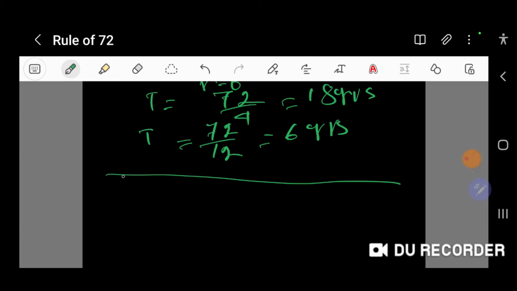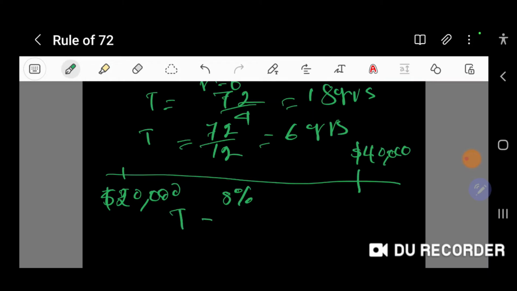if you want to invest for your children's education, say an amount of $20,000, you want to see how long it will take for the money to double to $40,000. You expect to make, say, 8% on the market, the S&P Standard and Poor's market. So the number of years is going to be 72 divided by 8, so 9 years.